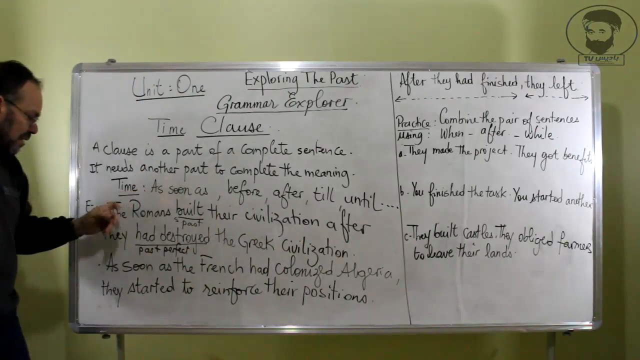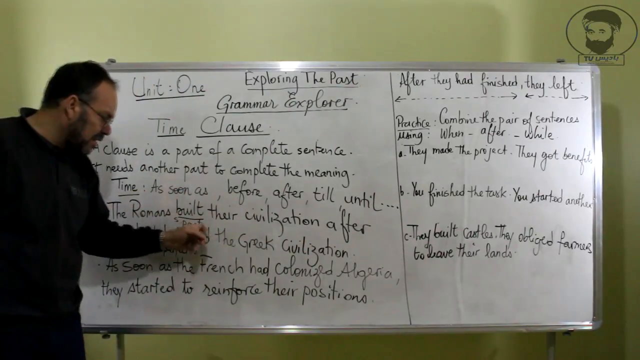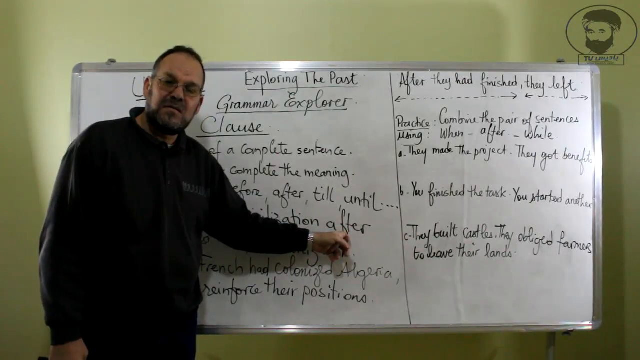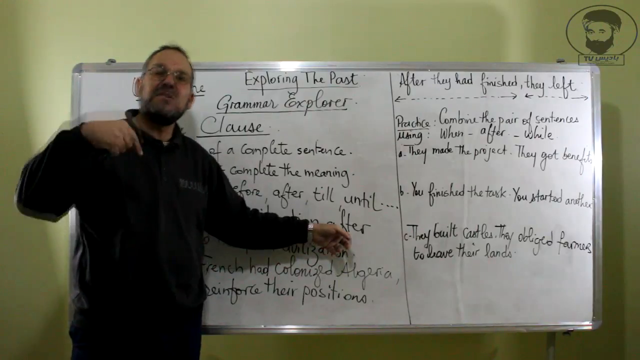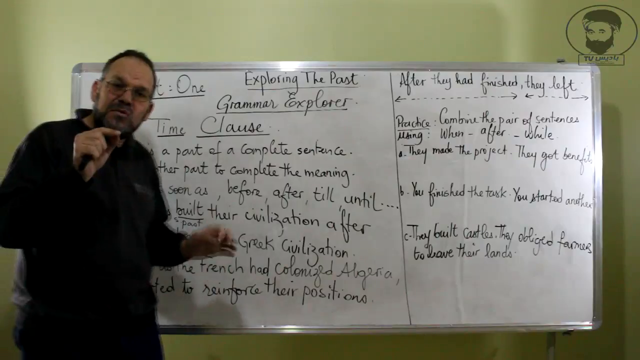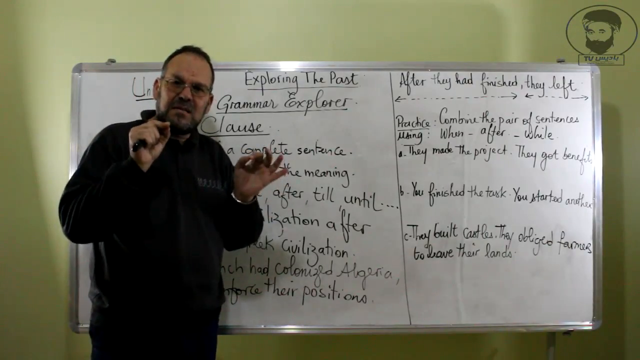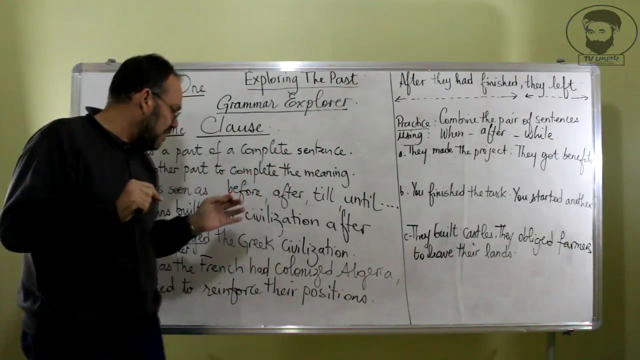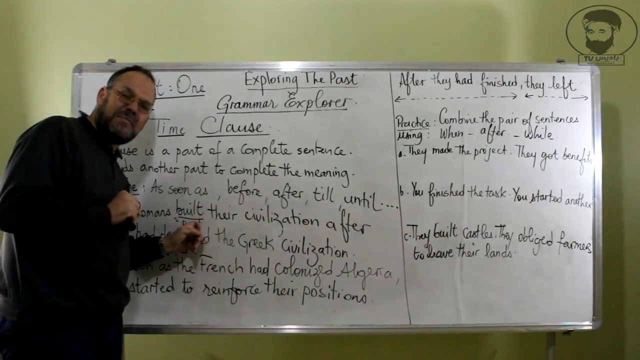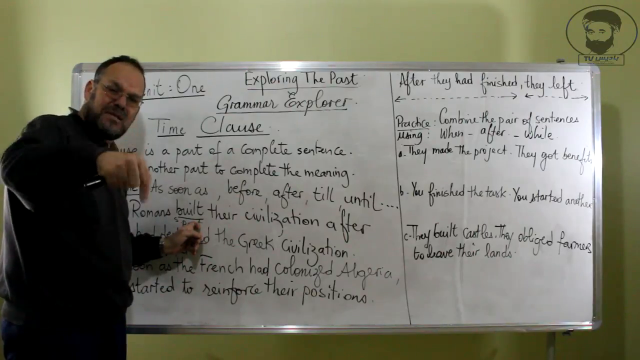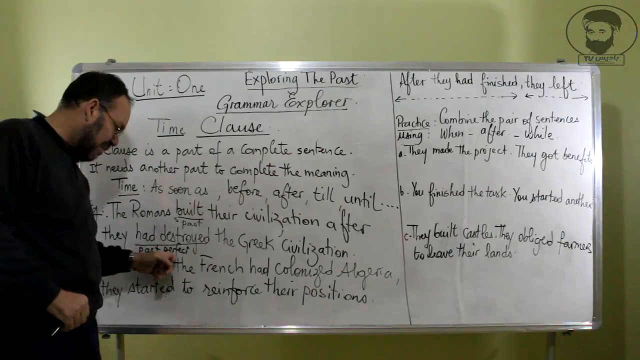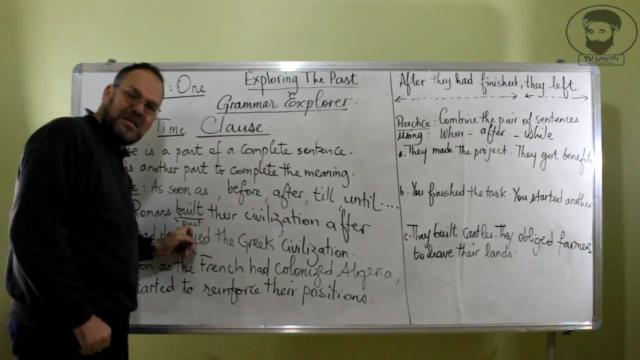Now if we say the Romans had built their civilization, here it comes before, because first they built, and after they destroyed the Greek civilization. So you need to understand the time marker of the sentence. If it's in the past, the first action is in the past perfect, but the second one is in the simple past. If the action happens in the present, the first action is in the present perfect, not the past, and the second one is in the simple present.